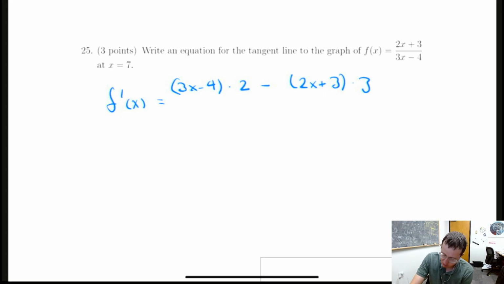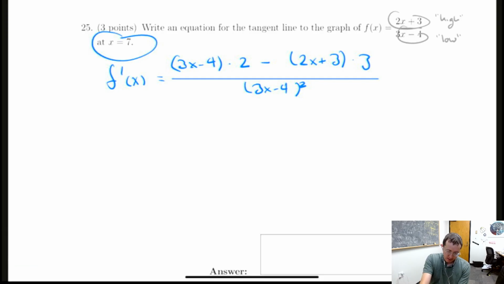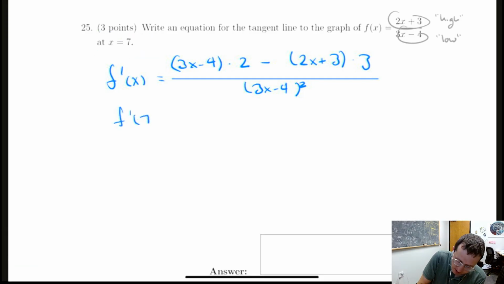If your instructor didn't teach you the mnemonic device for remembering this, if you refer to the numerator and denominator as high and low, and if I use the expression d to represent taking a derivative, this is low d high minus high d low, over the square of what's below. Now I want the slope of the tangent line at x equals 7, so I need to plug 7 into the derivative.